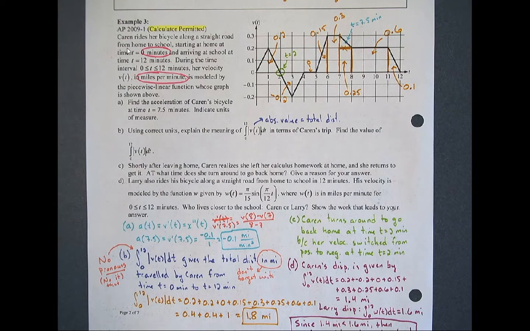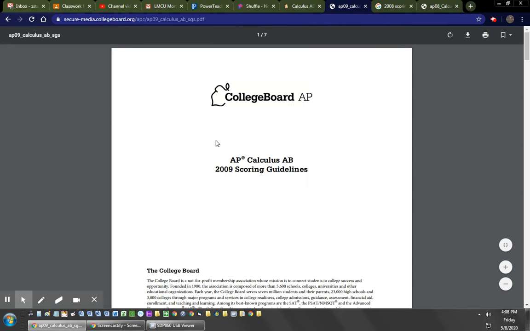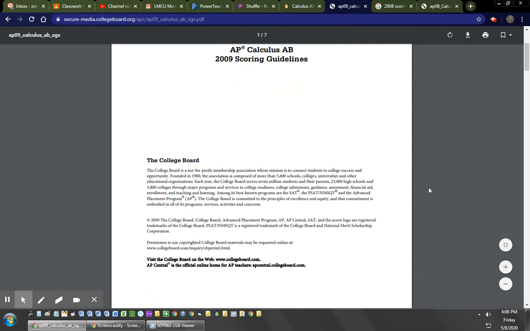So all I did was I went into Google and typed in 2009 scoring guidelines, and it brought up the AP1 calc right off the bat. Now maybe it brings up AP stats, or look, here's AP human geography. So you might have to do a little bit more than that, but basically it pops up pretty easy. So here we go. This was number 1, I think.